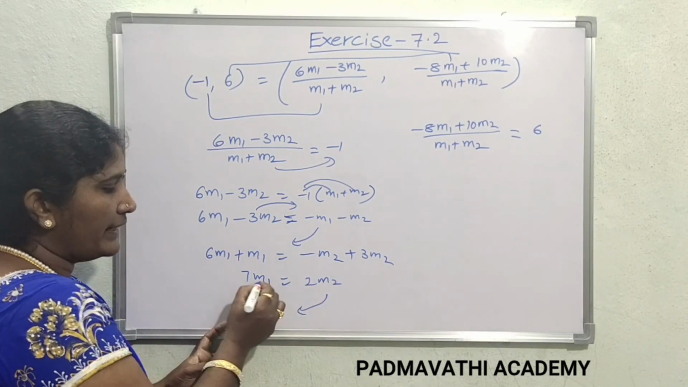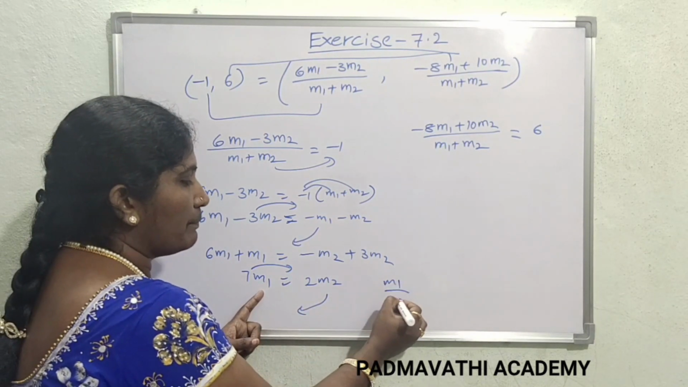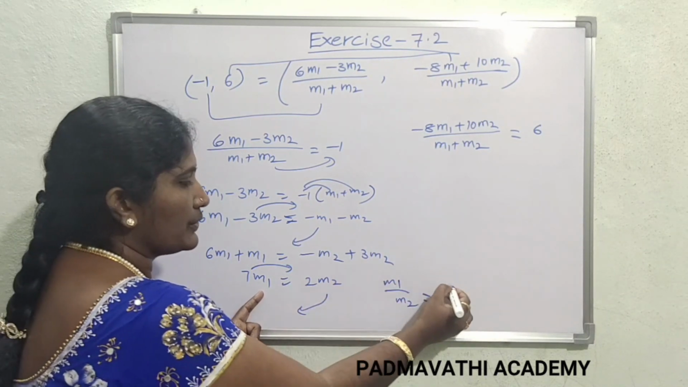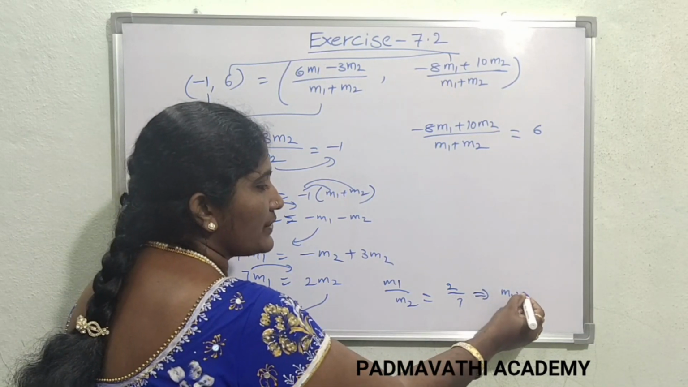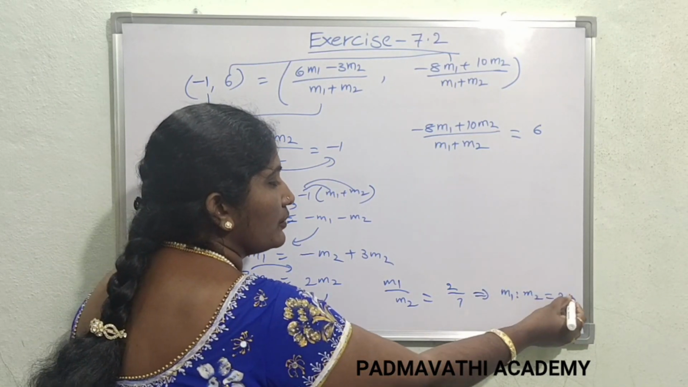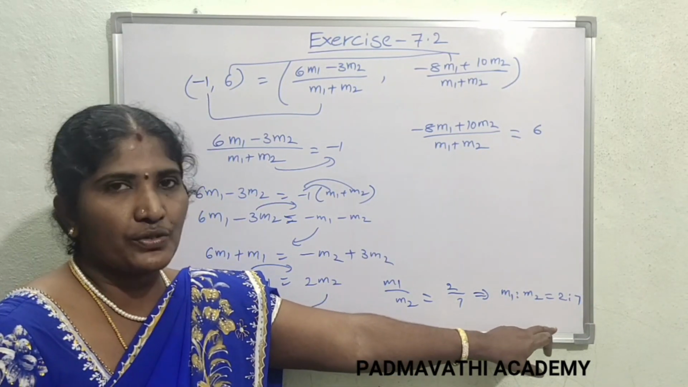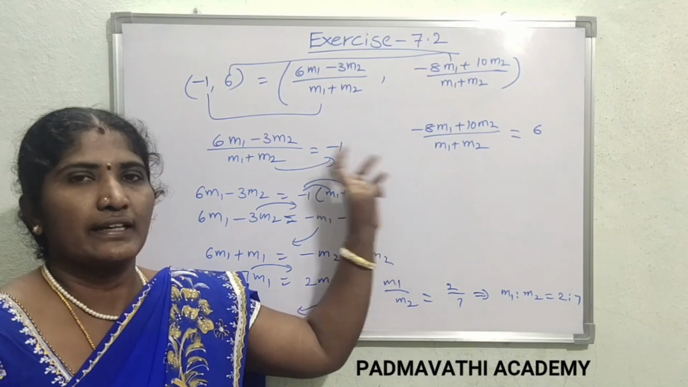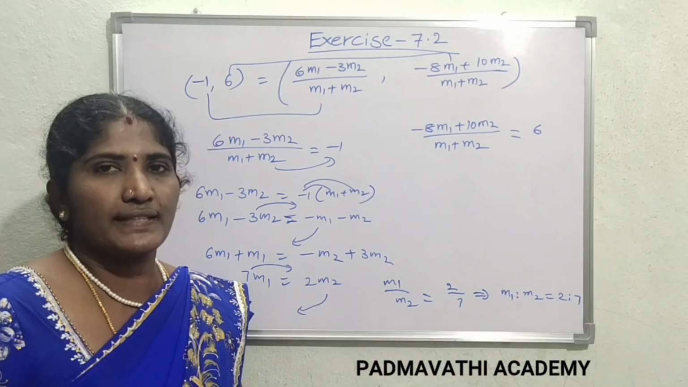Now variables divide and coefficients divide. That means m1 by m2 is equal to 2 by 7. That implies m1 is to m2 is equal to 2 is to 7. By simplifying this also we can get 2 is to 7. No need to simplify both. One simplify means enough. Here the ratio is 2 is to 7.